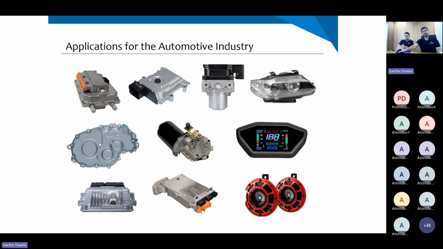These are some pictures just giving you an example of the applications. So if you can see, for the top left corner, you have an inverter. That inverter has a small breather that is installed on the top. So all these products would have a vent integrated in some way or the other.